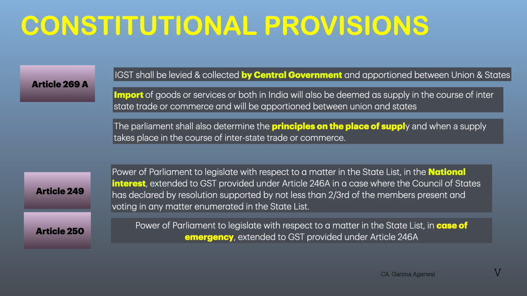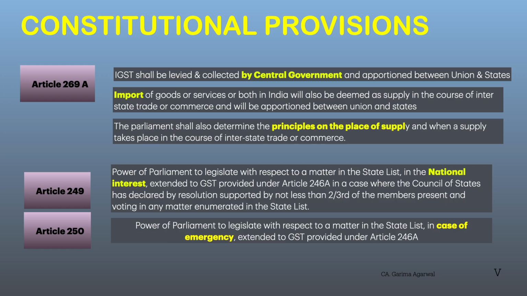So why was this amendment necessary? Article 246A already gave Parliament and states simultaneous power to make GST laws. However, the drafters wanted to ensure that in extraordinary circumstances, Parliament's emergency power would explicitly cover GST matters without any legal gap. So what is Article 249? It basically relates to this national interest power.